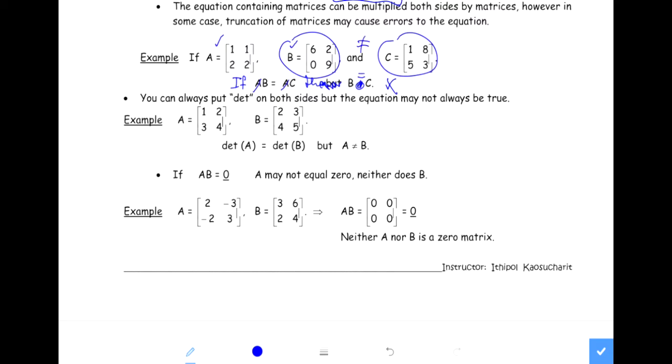This is the thing I want to point out, and I don't want you to make a mistake. So this is number one that I want you to know. Now this next one.